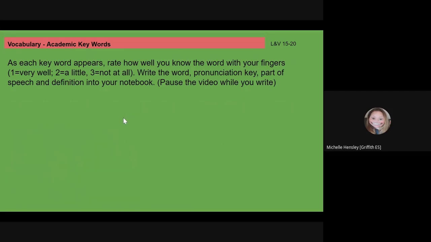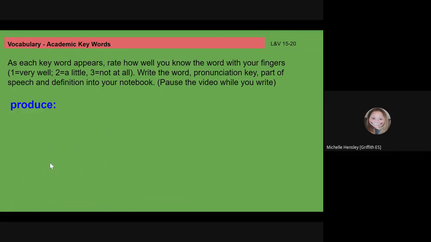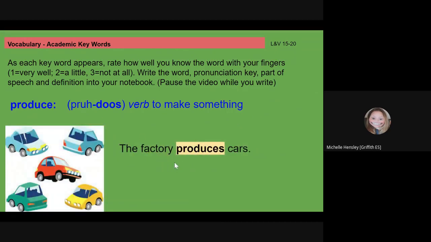We're moving on. Our next word is produce. Produce. How well do you know produce? Produce, 2 syllables, is a verb, and it means to make something. So when you produce something, you make something. The factory produces cars. I make noise. My son produces noise at the most inopportune times. Produce. What do you produce?